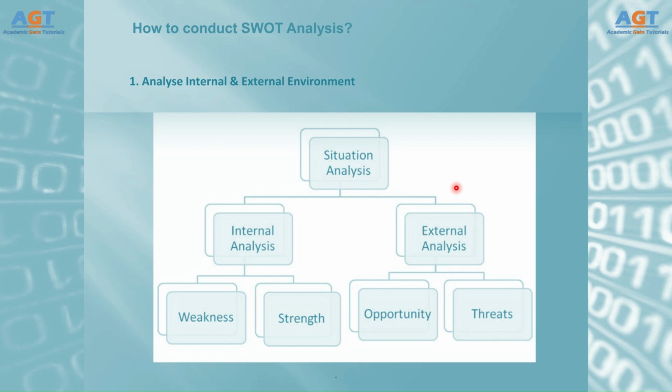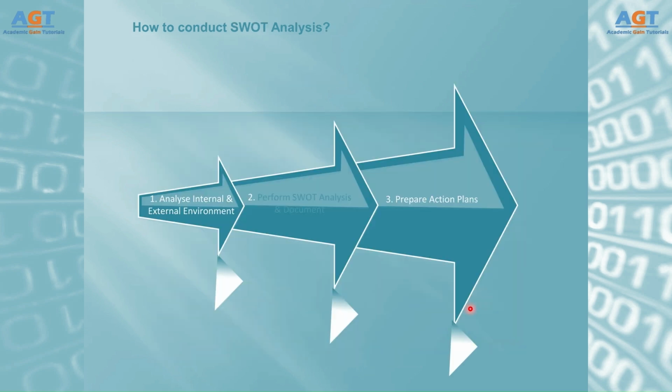Step 1. Analyze internal and external environment. This diagram shows situation analysis splitting into internal analysis and external analysis. Internal analysis leads to identifying strengths and weaknesses, while external analysis identifies opportunities and threats. Now that Step 1 is clear, we move into Step 2, performing SWOT and documenting it properly.